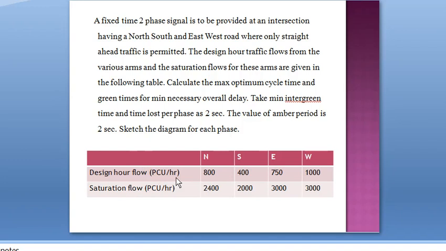This is the table explaining the saturation flow and normal flow. Here we have to design the signal, and also we have to sketch the diagram for each phase. So what is the procedure? First we have to calculate the optimum cycle length. For calculating the optimum cycle length, we have to know the loss time and the critical flow ratio. For calculating the critical flow ratio, this table is provided. And what is the equation for calculating loss time?